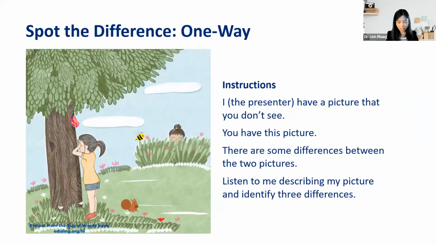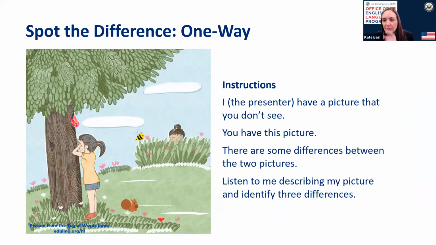Okay, let me try another task with you. I have a picture. So I, the presenter, have a picture that you don't see. And you have this picture on the slide. There are some differences between the two pictures. Listen to me describing my picture and identify three differences.